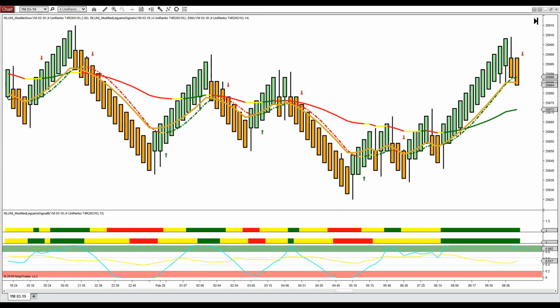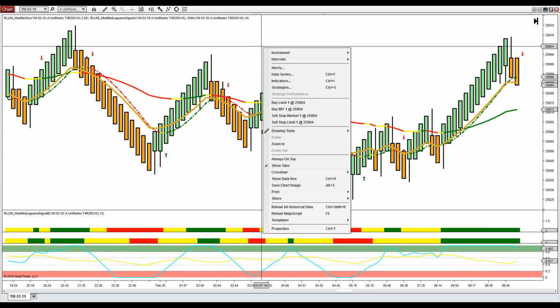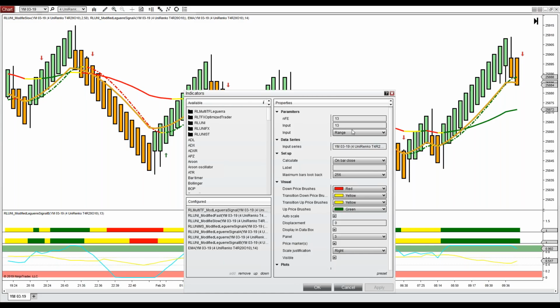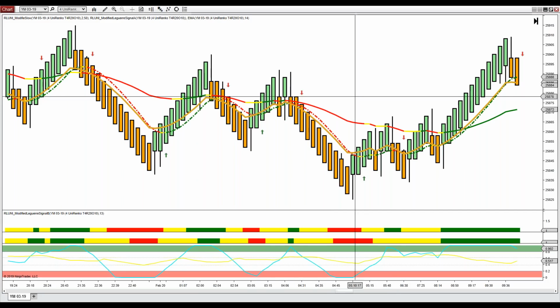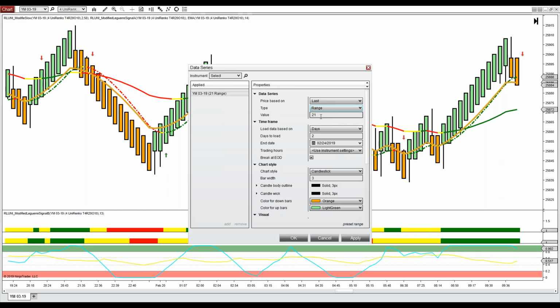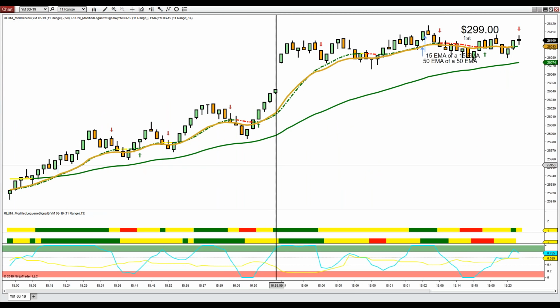Okay? All you have to do is change the setting here to range, and you're good to go. That's all you need to do. Go to your data series, which I have, and change this to range. And on the YM, let's try an 11 range. Now here's an 11 range.